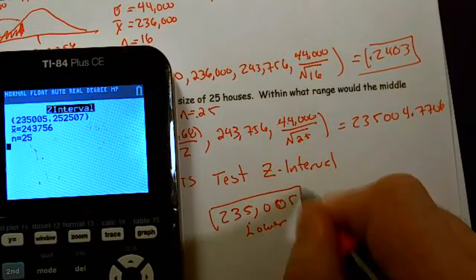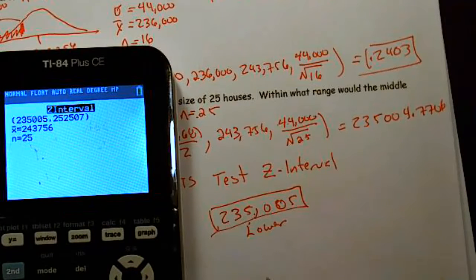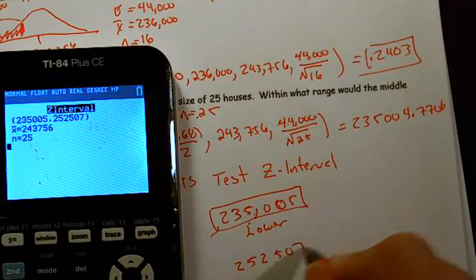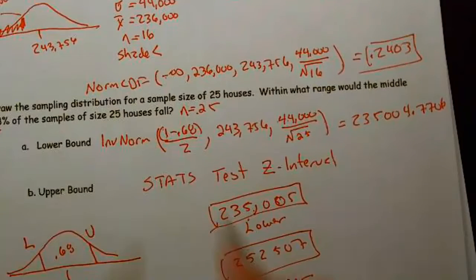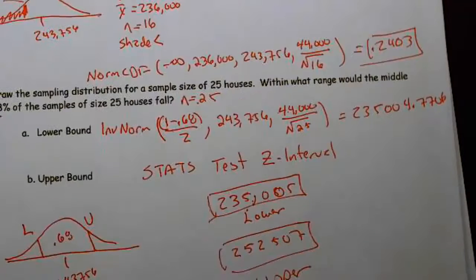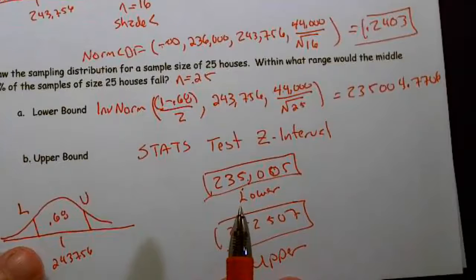And we just need to box that. Please don't use the comma. And then the upper is going to be 252,507. And that's my upper. Much easier way to do that. Much easier way than using the inverse norm. Yes, you can use the inverse norm, but stats test Z interval is a lot better.